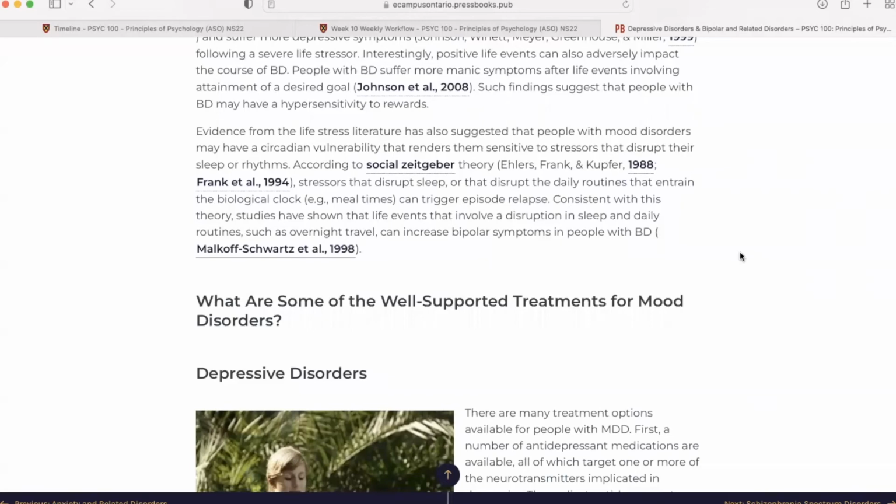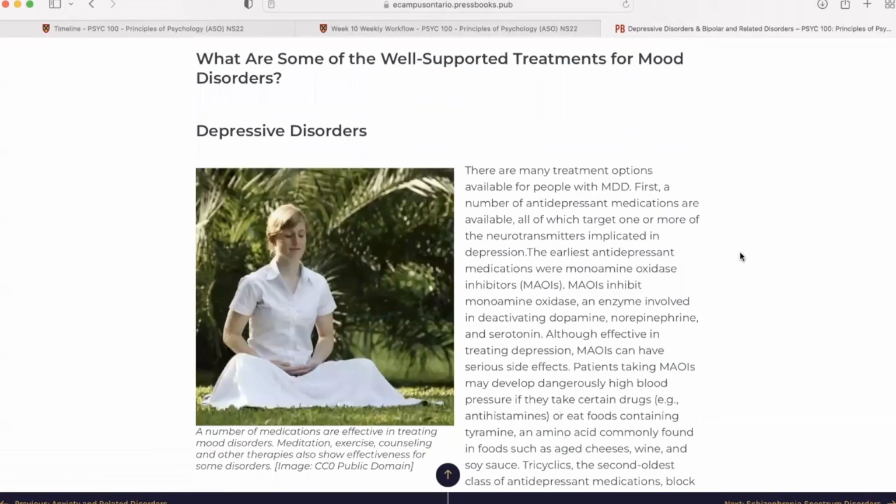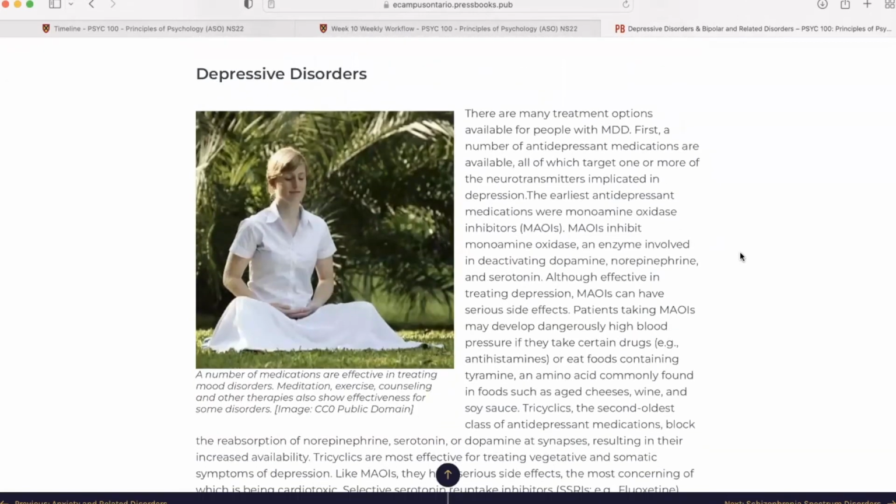What are some of the well-supported treatments for mood disorders? Depressive disorders. There are many treatment options available for people with MDD. First, a number of antidepressant medications are available, all of which target one or more of the neurotransmitters implicated in depression. The earliest antidepressant medications were monoamine oxidase inhibitors. MAOIs inhibit monoamine oxidase, an enzyme involved in deactivating dopamine, norepinephrine, and serotonin.